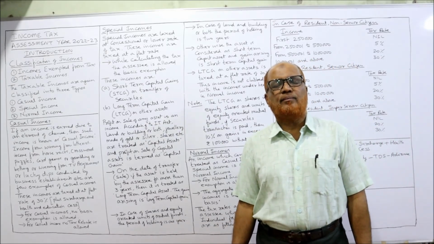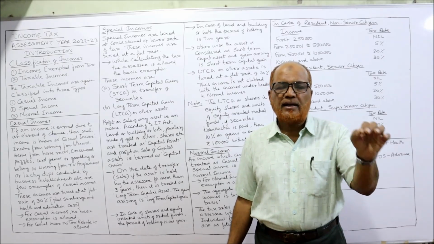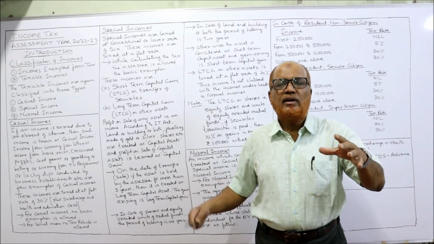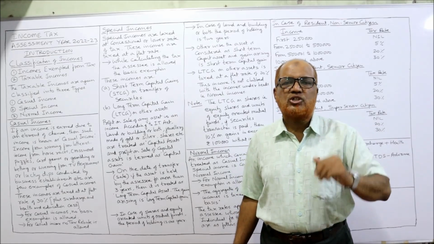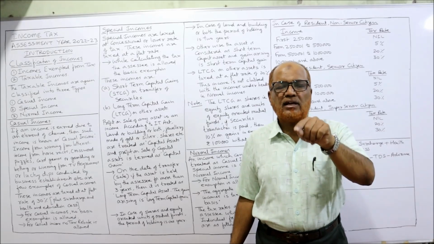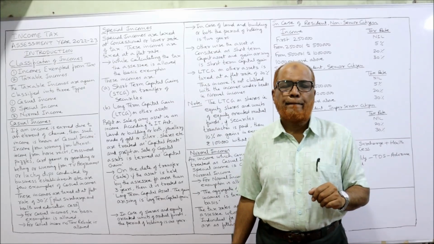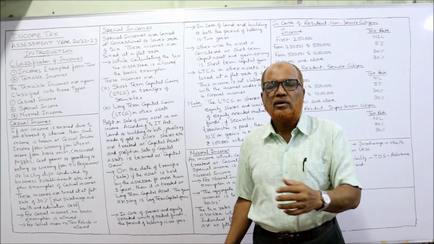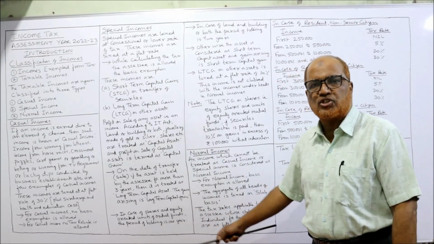Some exceptions are given. In case of shares and equity-oriented units of mutual fund, different units are there in a mutual fund, and one of the units is the equity-oriented unit. If a person sells the shares or the units of equity-oriented funds of mutual fund, the period of holding is 1 year. After 1 year, if it is sold, it is long term. Before 1 year, if it is sold, it is short term in case of shares.